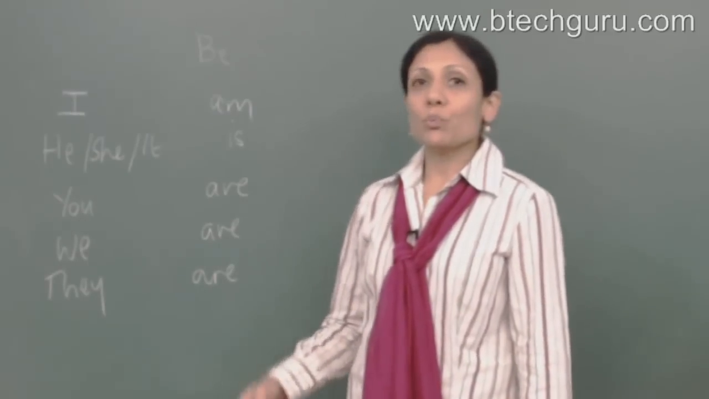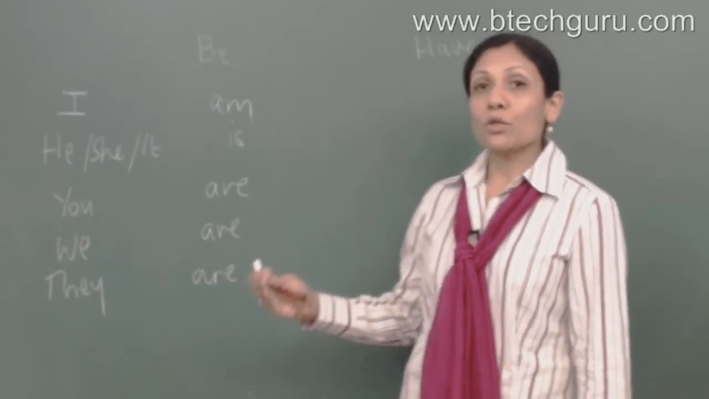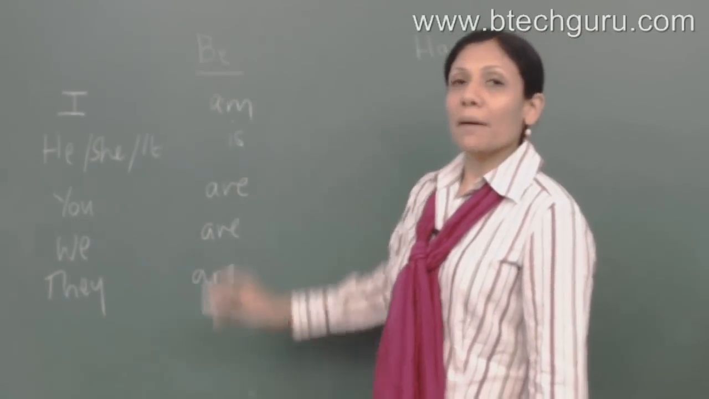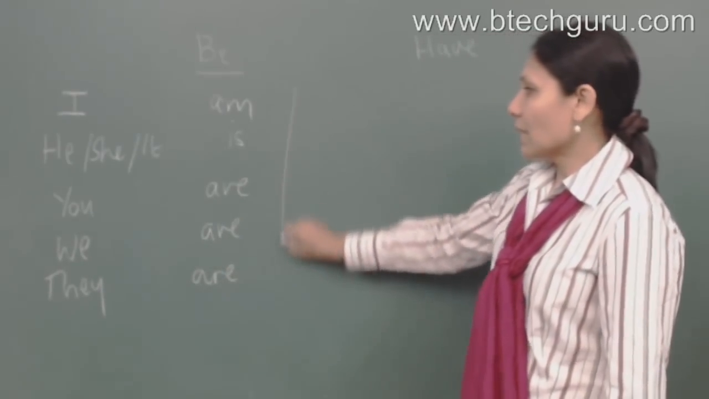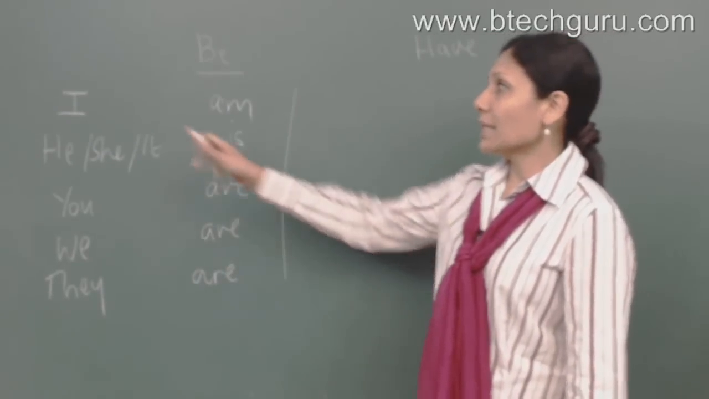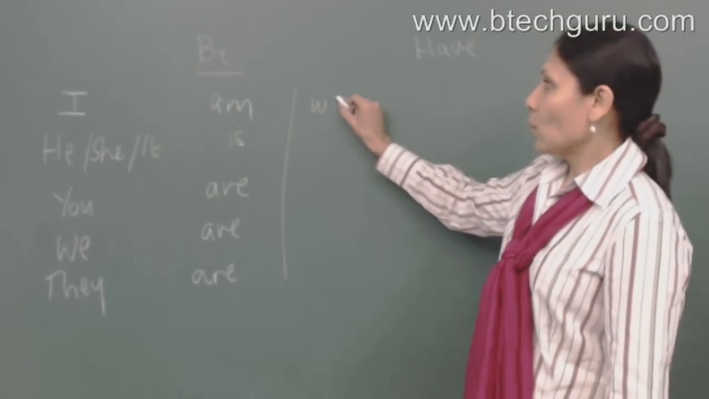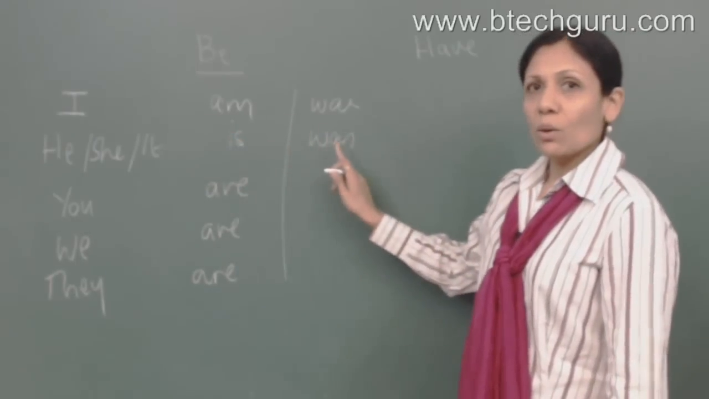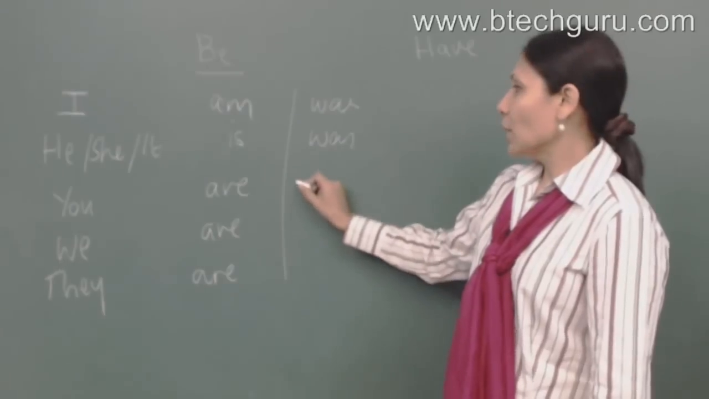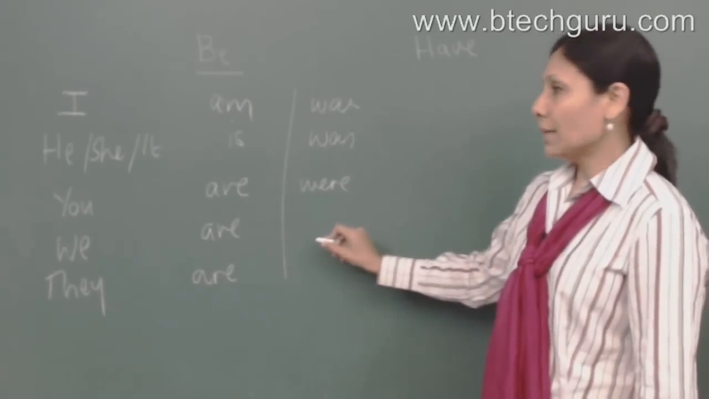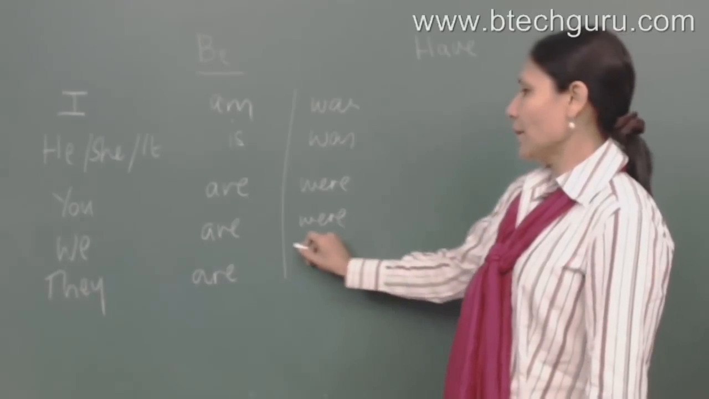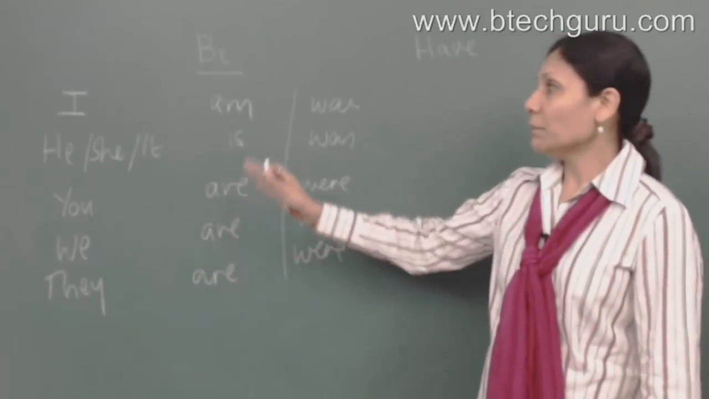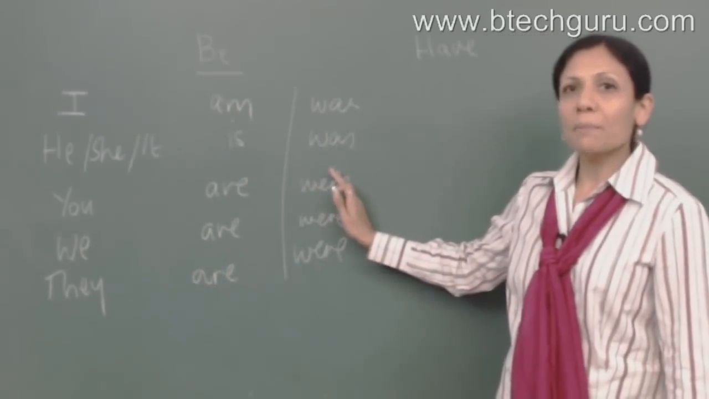Now if I would like to put this in a tense which has got something to do with the past, I will now have to use the same be verb in the past tense. So we're going to list it out side by side, and we will see that I was, he was, she was, it was, you were, we were, and they were. So this is the be verb in the present as well as in the past.